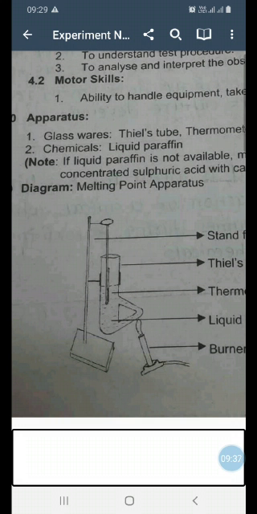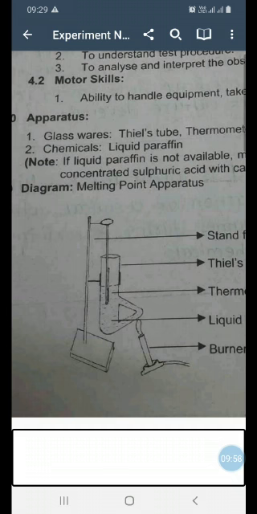Now, while tying, one thing you should keep in mind: the lower end, the bulb of the thermometer, and the sealed end of your capillary should lie in one plane. Then after that, immerse the thermometer with capillary tube into liquid paraffin.